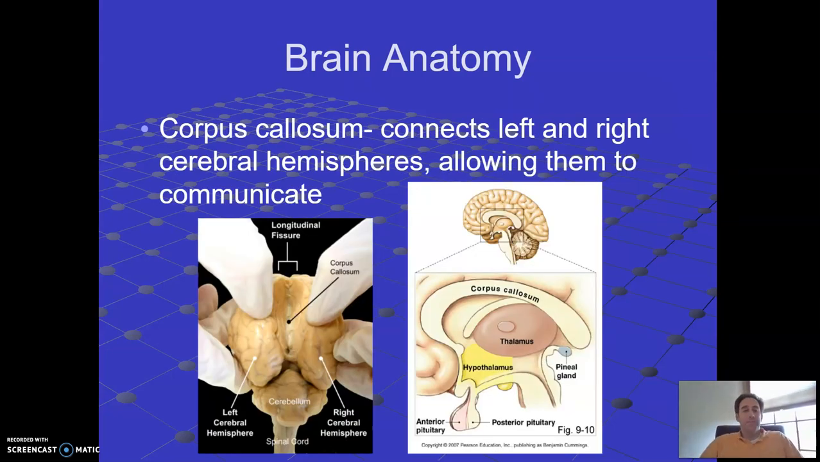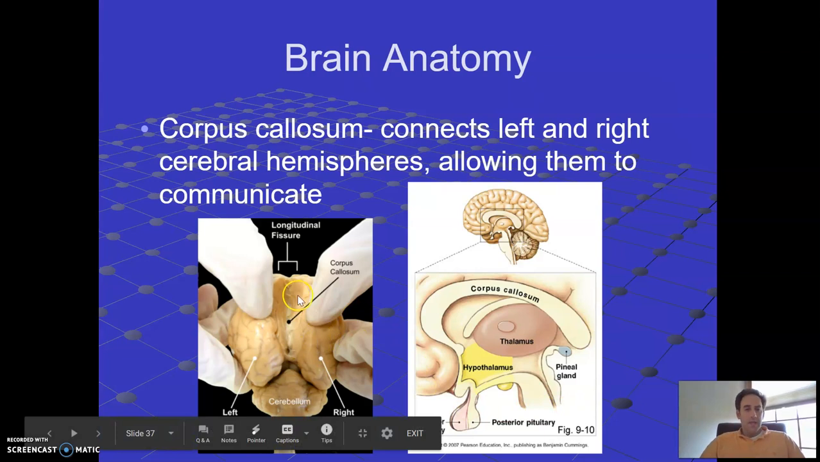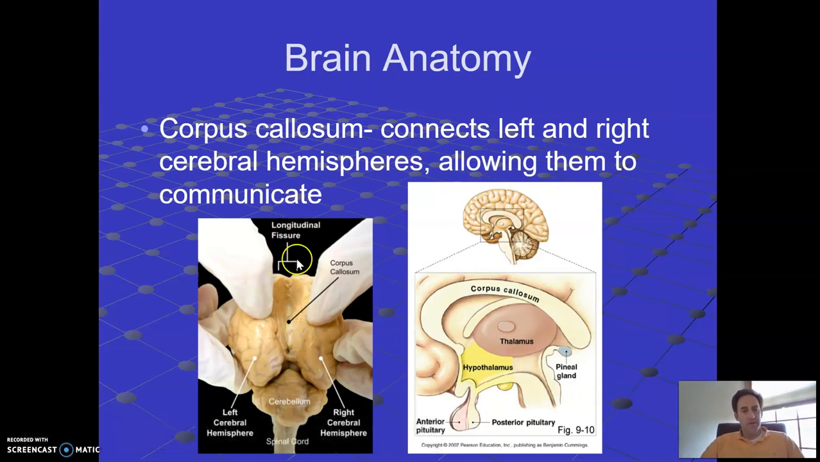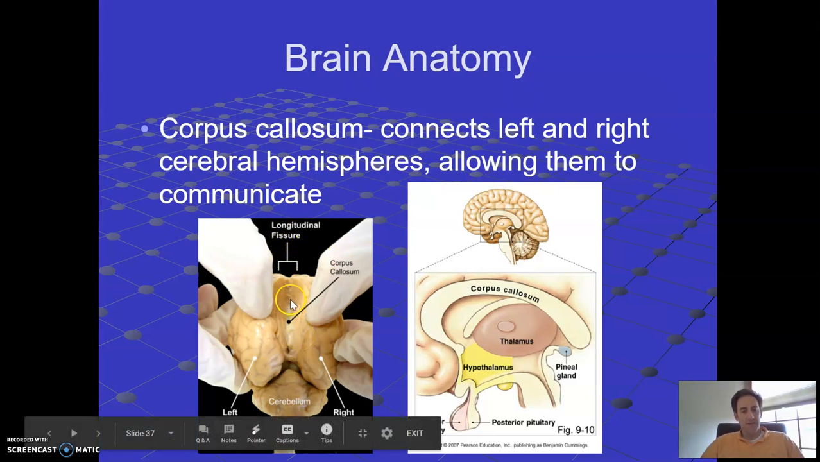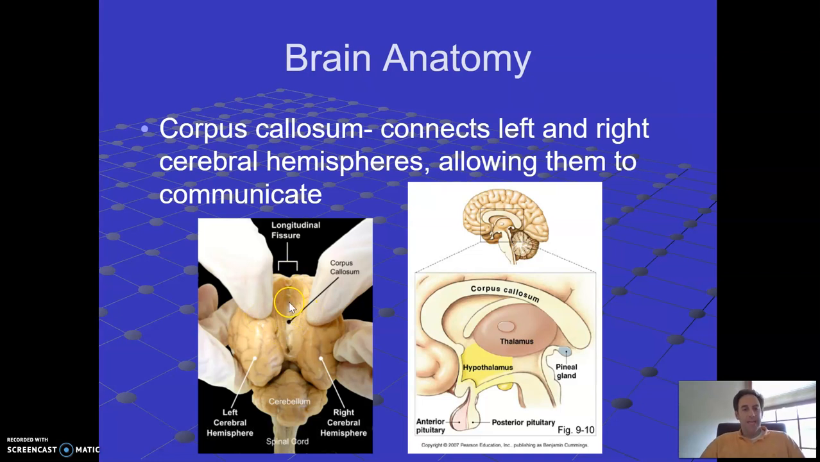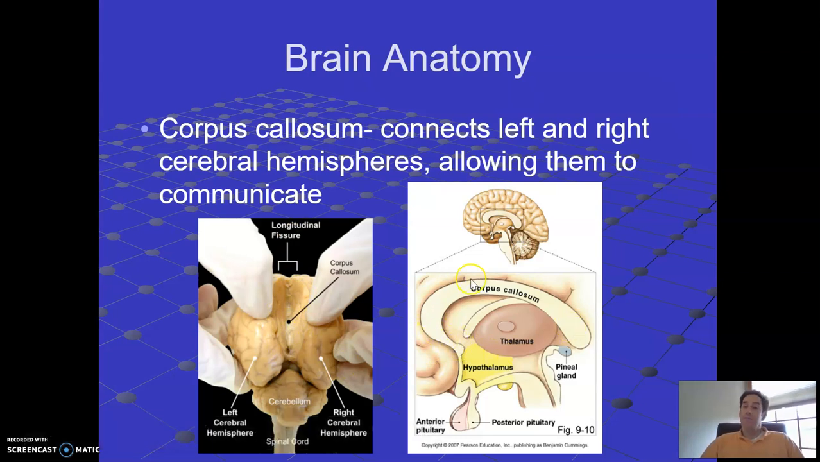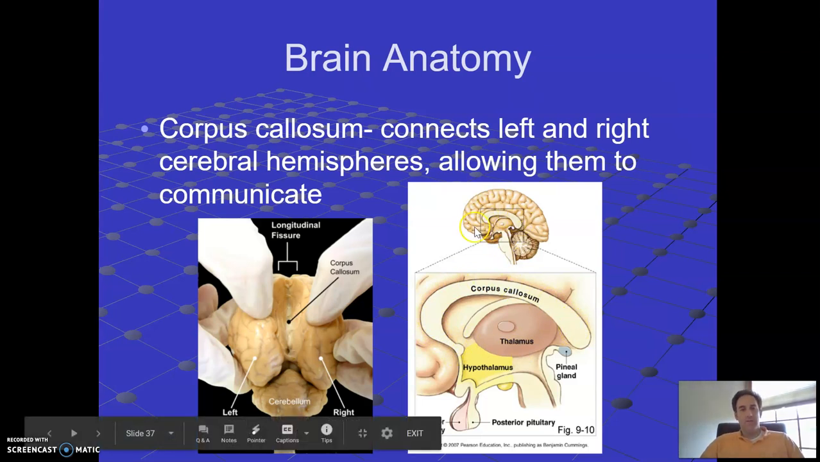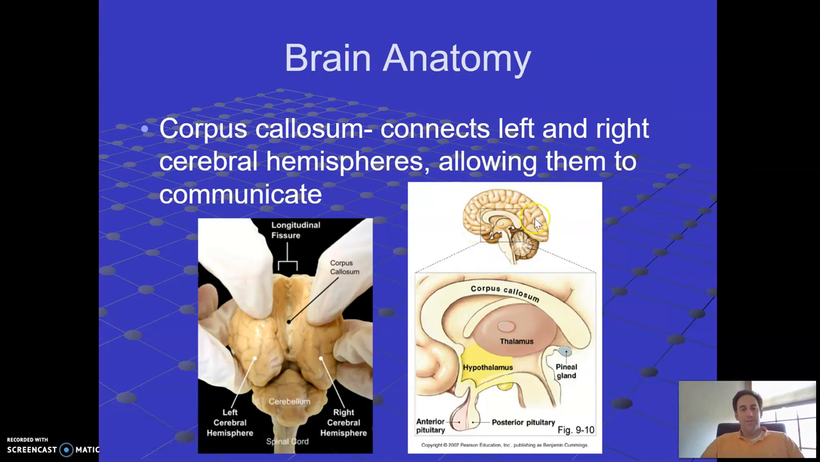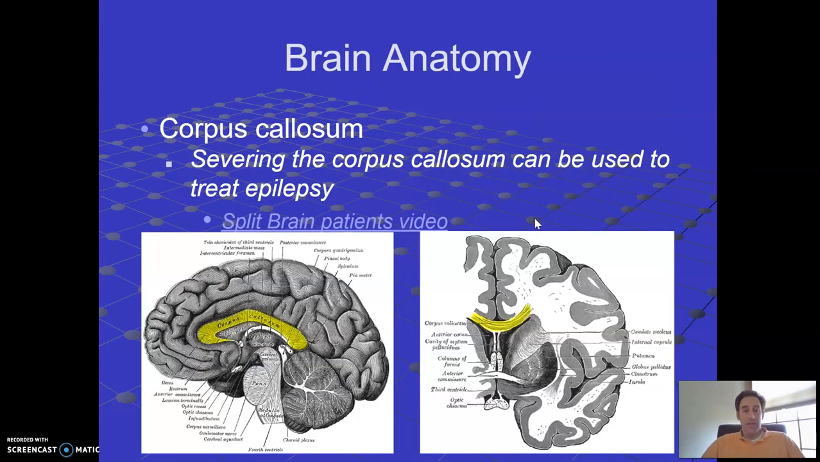The corpus callosum is a structure that connects the left and right cerebral hemispheres. So remember, there's that longitudinal fissure, that line that goes down the middle. And if you peel them apart, they're connected down here. That connecting band is the corpus callosum. And if you cut the brain in half and look at it in a sagittal section, this is what it's going to look like. It's this white band right here. That's the corpus callosum, and this allows the right and left halves of the brain to communicate.